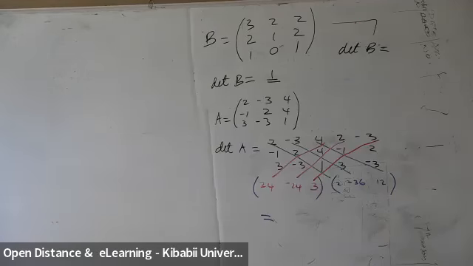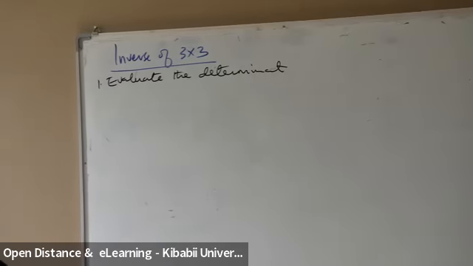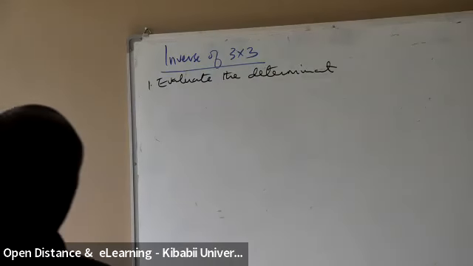Let us now look at the inverse of 3 by 3. Now, the following procedure is followed. And as we have been looking at it, procedure number 1 is to evaluate the determinant. So we have seen how to evaluate the determinant of a 3 by 3 matrix.